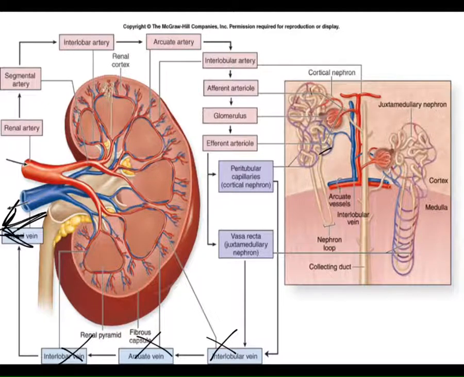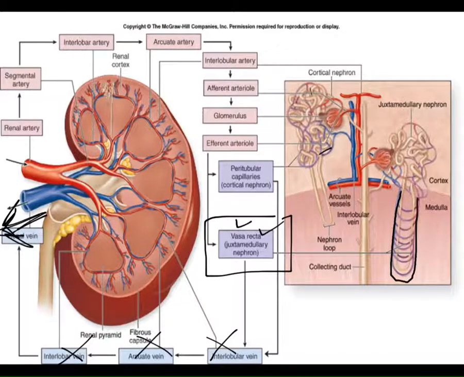Now, the vasa recta I mentioned in passing, that is the other capillary bed that's a possibility. We know vasa means vessel, recta means straight, right? The straight vessel. And what you'll find is that the vasa recta is this capillary bed that goes straight down along the loop of Henle, but only in some nephrons.